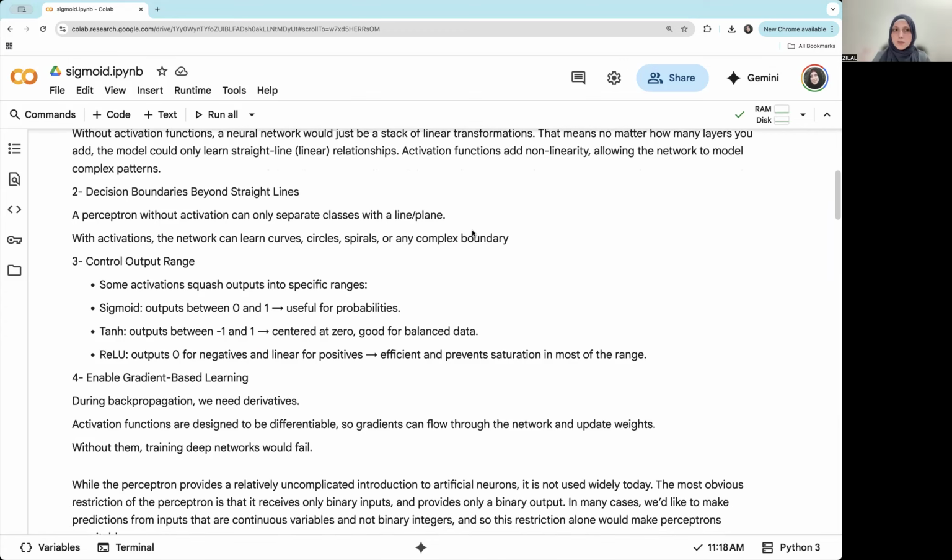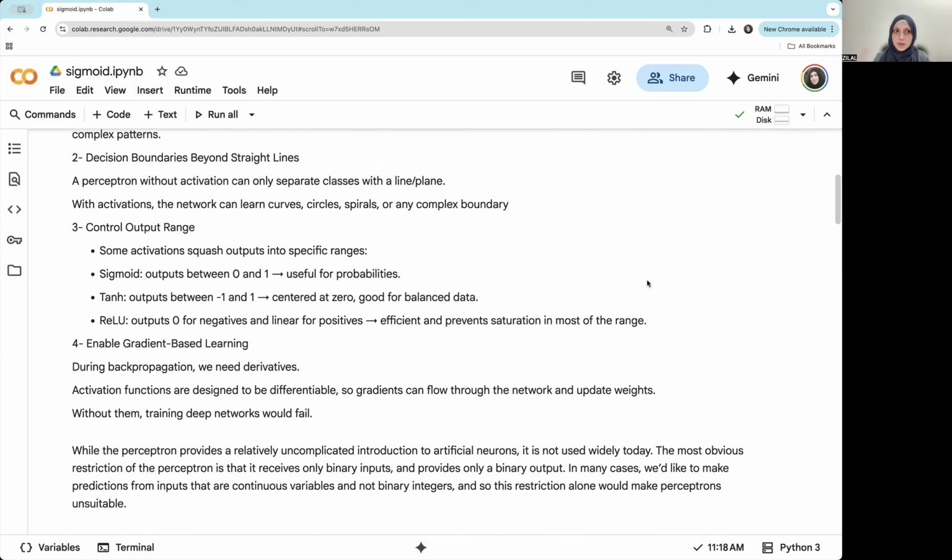Another point is decision boundaries beyond straight lines. A perceptron without activation can only separate classes with a line or a plane. With activations, the network can learn curves, circles, or any complex boundary.